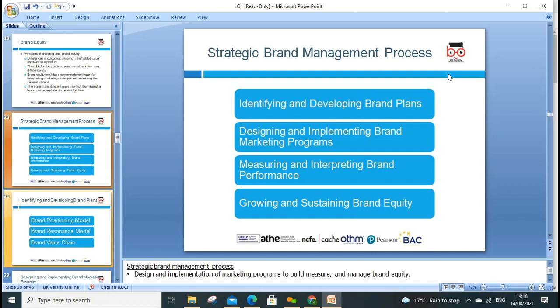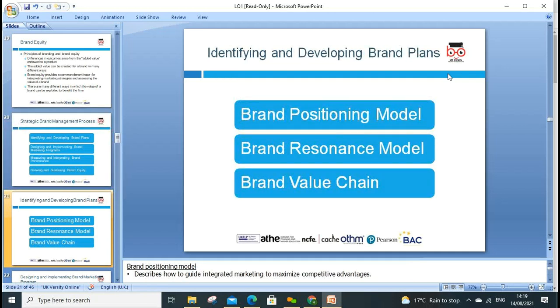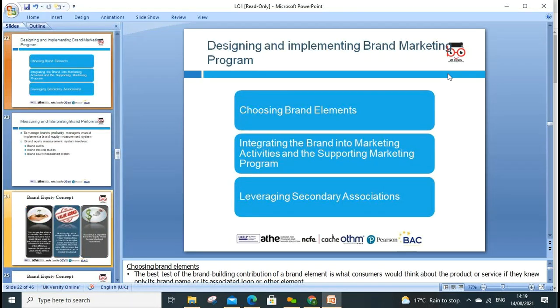Strategic brand management process: identify and develop the brand plan. Plan where we are and where we want to be, so 80%, 90% market share we want through this brand, or this brand will be leading in the market. So you have to think about it and plan the activities accordingly. You have to look at the distribution channel, the promotional channel, decide the price, and look at the product design and colors, everything. Yes, so then making the interpretation of performance and sustaining the brand equity. Okay, brands have different models: the brand positioning model, the brand resonance model, and the brand value chain.